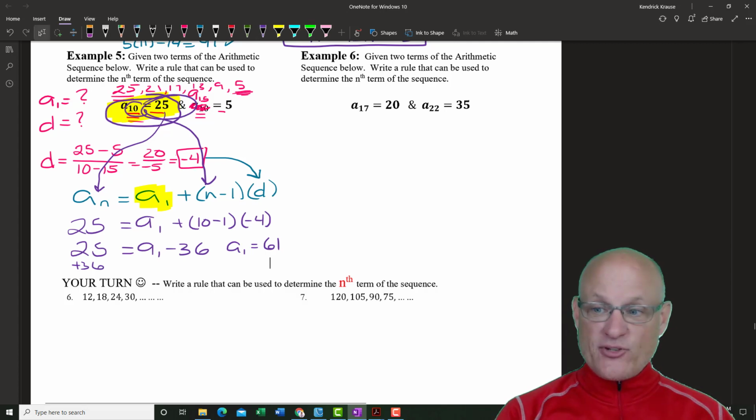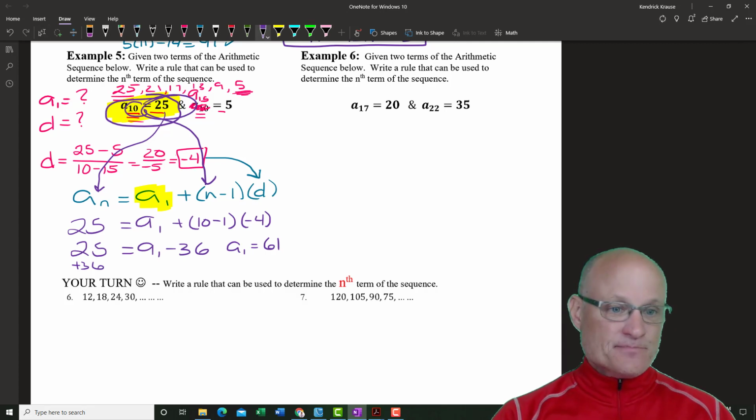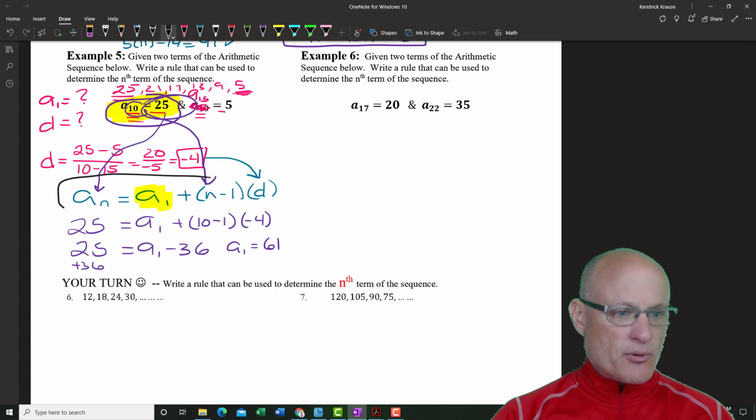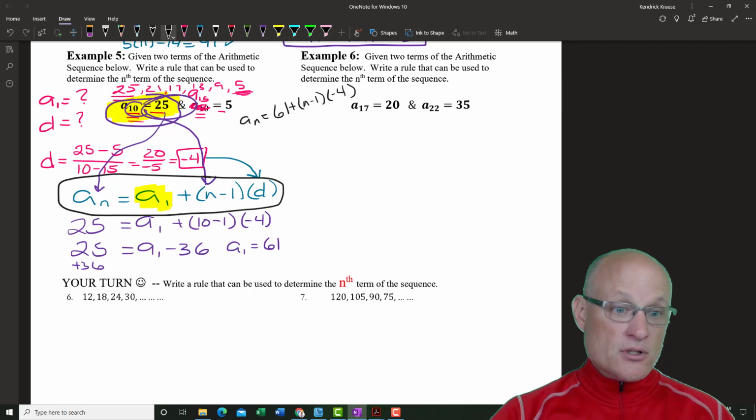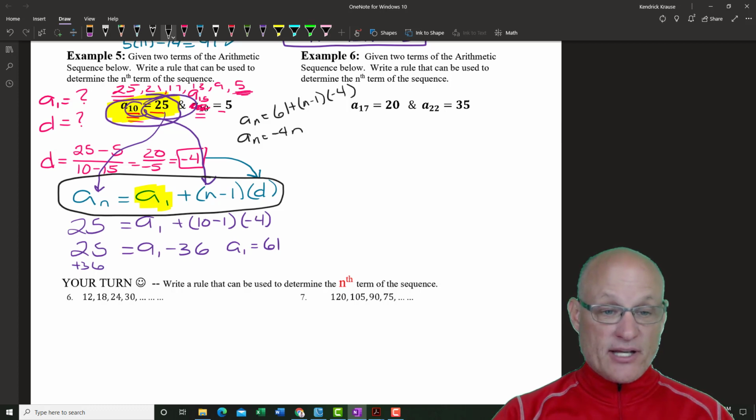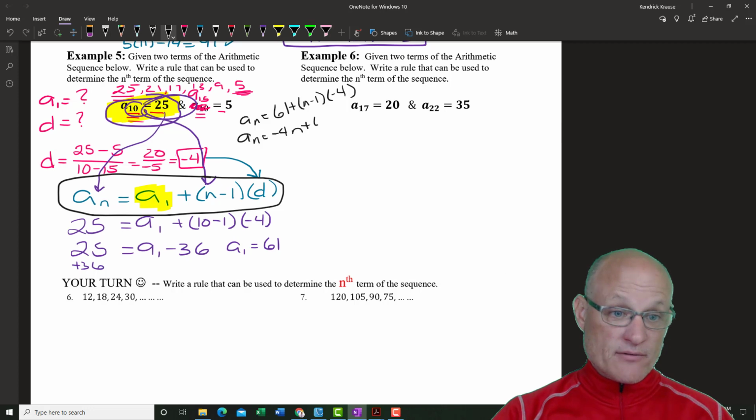Now we have a sub 1 and we have d. So now we're going to write our formula. We're going to use this and we're going to plug in d and we're going to plug in a sub 1. So a sub n, I'm going to try to write small here, equals a sub 1 is 61 plus n minus 1 times negative 4. So what we get is a sub n equals negative 4n. Now negative 4 times positive, negative 1 is positive 4. Plus 61 is plus 65.